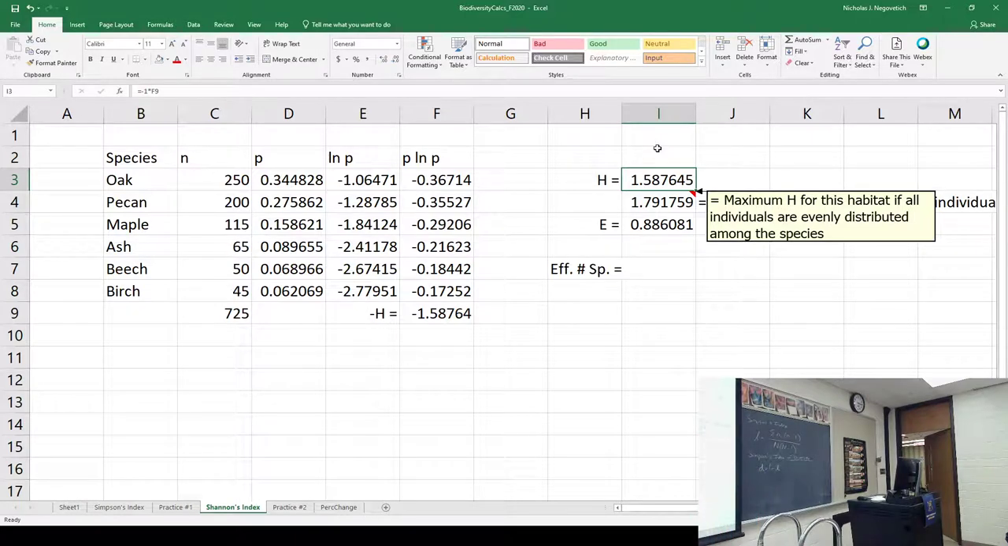Can we do it with Simpson's? No, we can't. So if we ask for evenness, you know you need to use H. So evenness, E, is H, Shannon's index, divided by the natural log of our species richness.